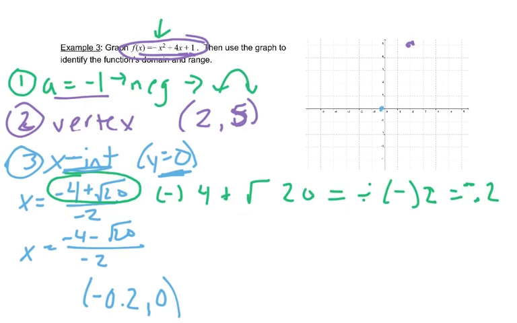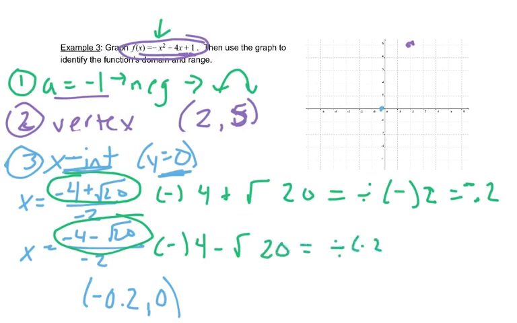So let's do it again for the other one. Again, we'll do the top first. So we type in negative 4 minus the square root of 20 equals, and then divide by negative 2 equals.